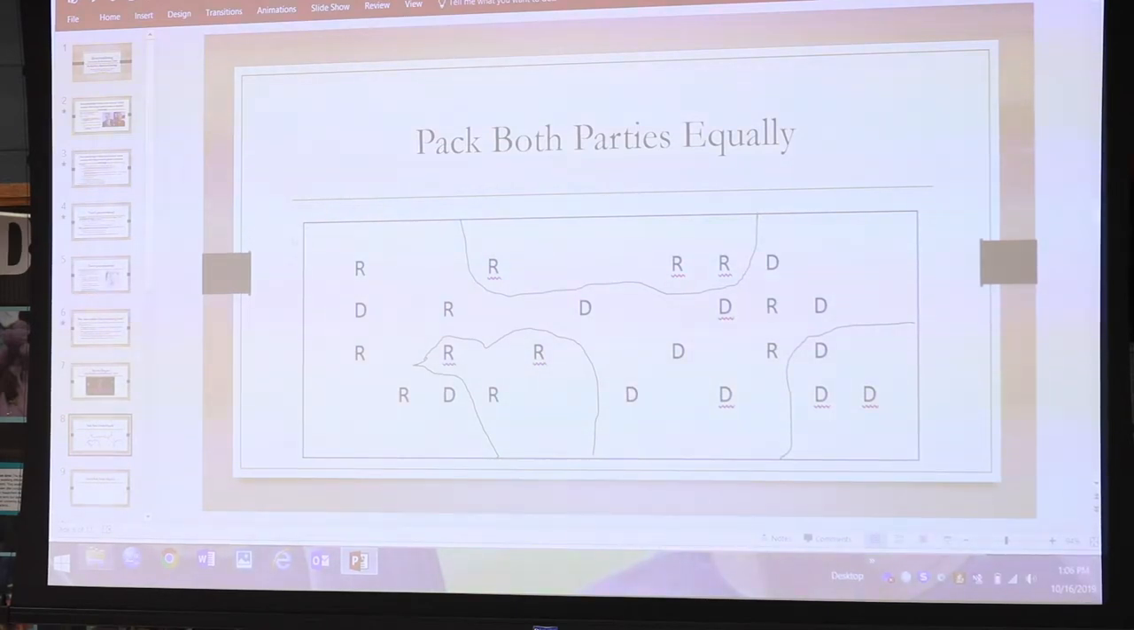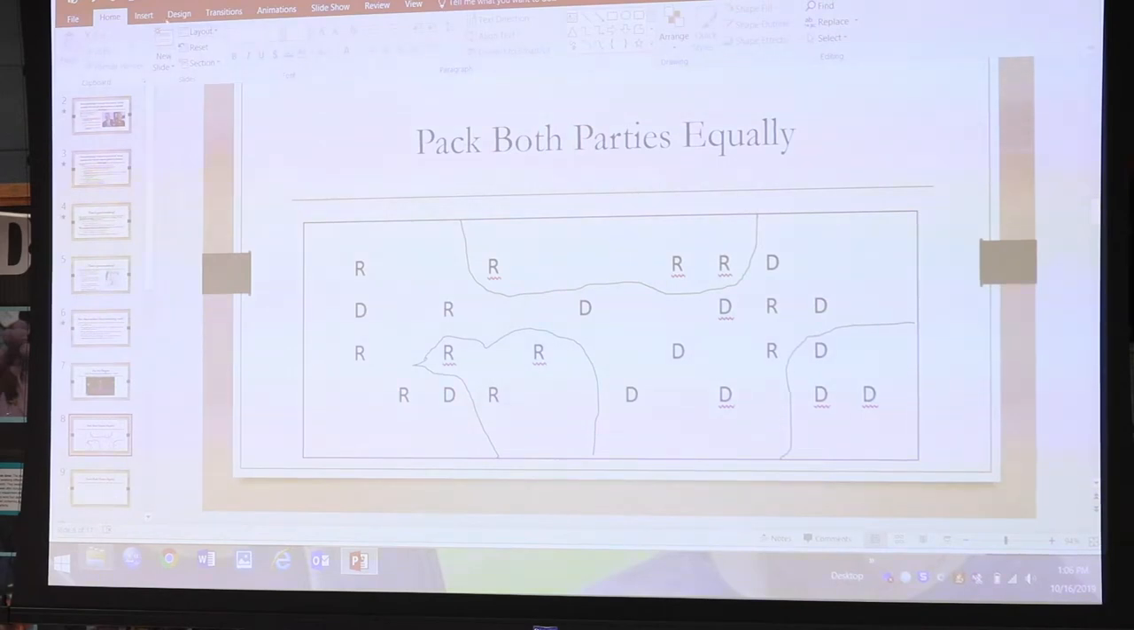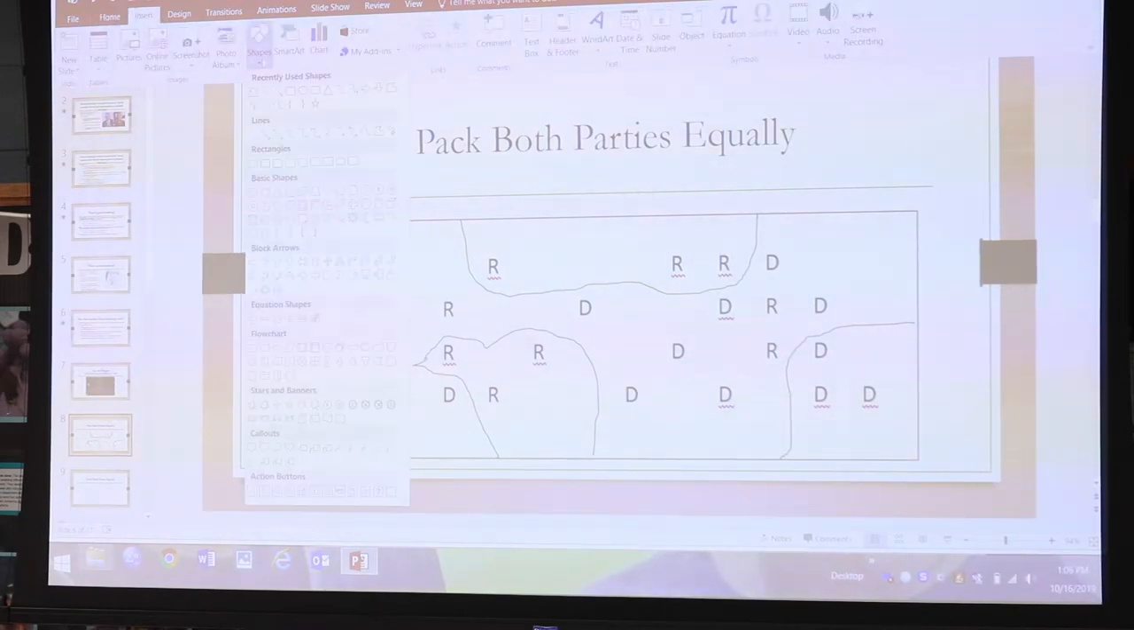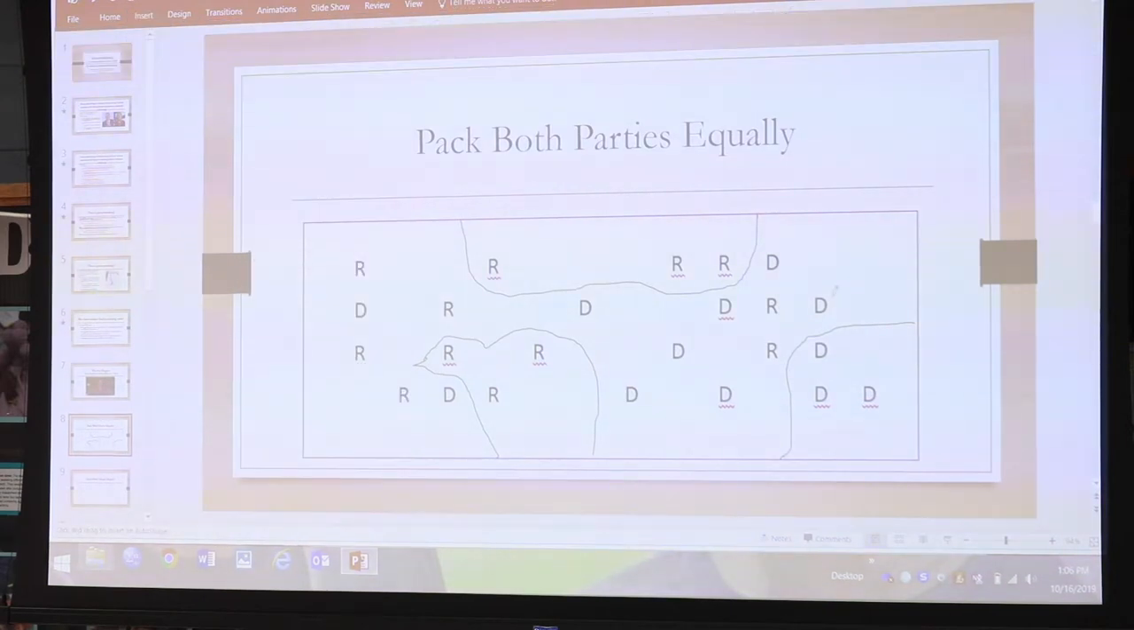Okay, so now I have two packed Republicans and one packed Democrat, so I'm going to pack another Democratic district by again finding three Democrats and finding a way to draw a line so that I pack all three of those Democrats into one district. Does everybody see how I've done that? One, two, three, nobody else.